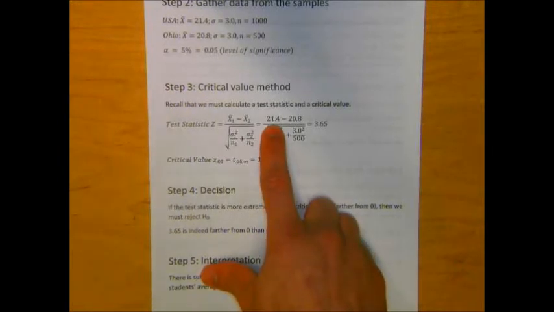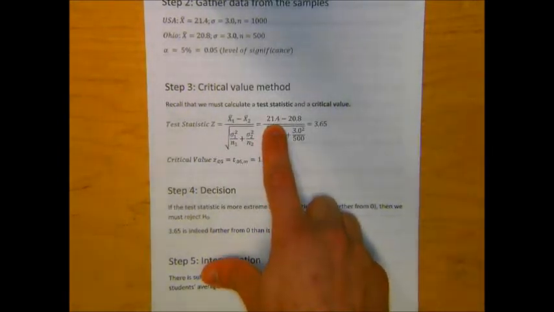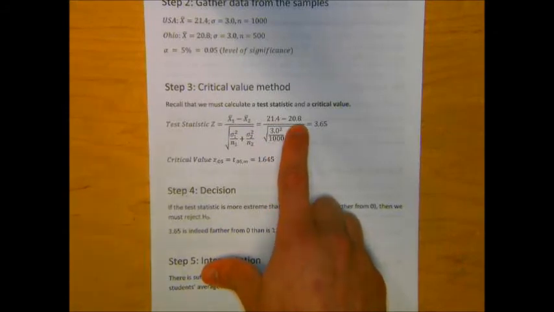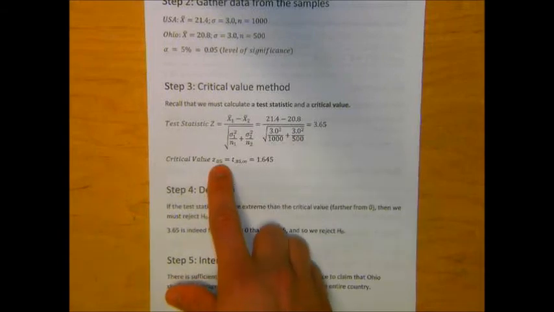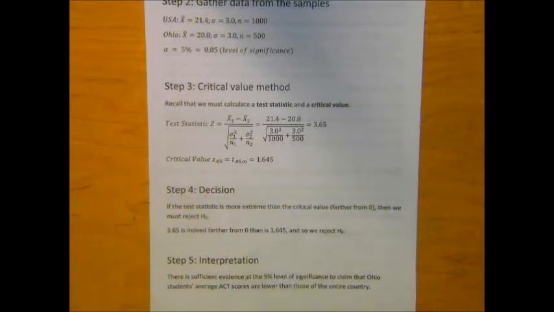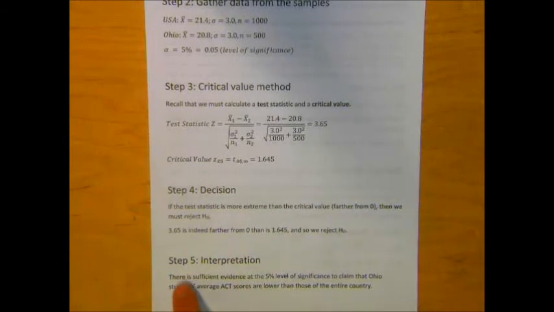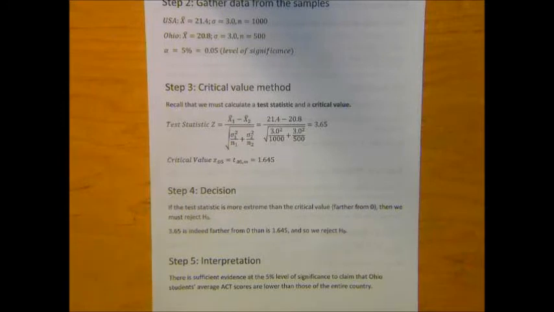The key here is to realize that the national sample mean was higher than the Ohio mean, and thus there was some evidence to reject the null hypothesis. In our case, there was enough evidence to reject the null hypothesis based on the 5% level of significance. Thus, our interpretation is there is sufficient evidence at the 5% level of significance to claim that Ohio students' average ACT scores are lower than those of the entire country.